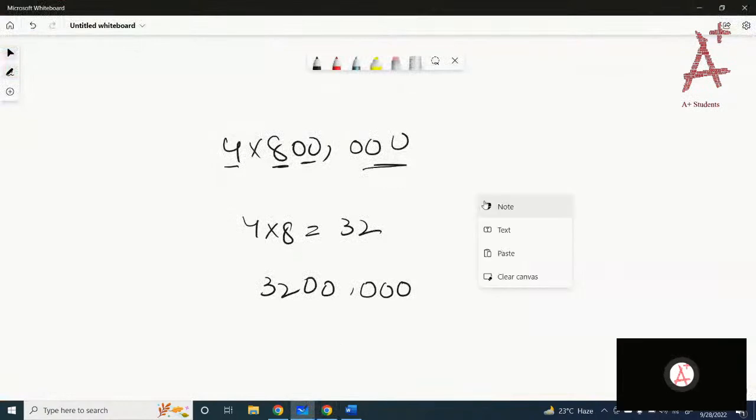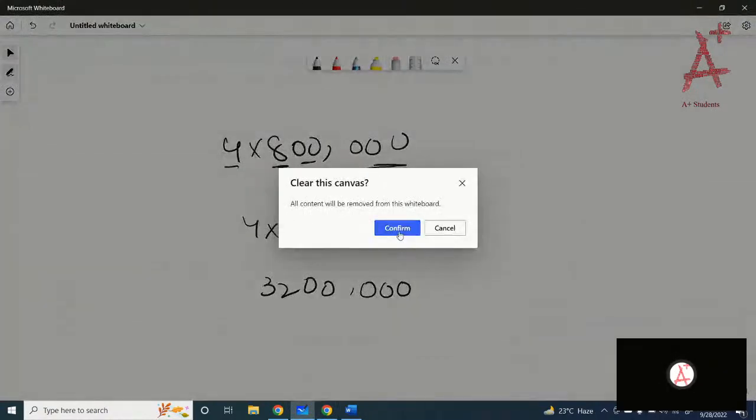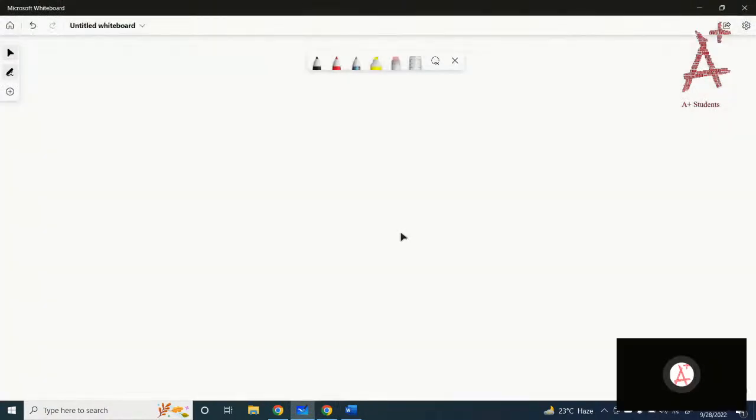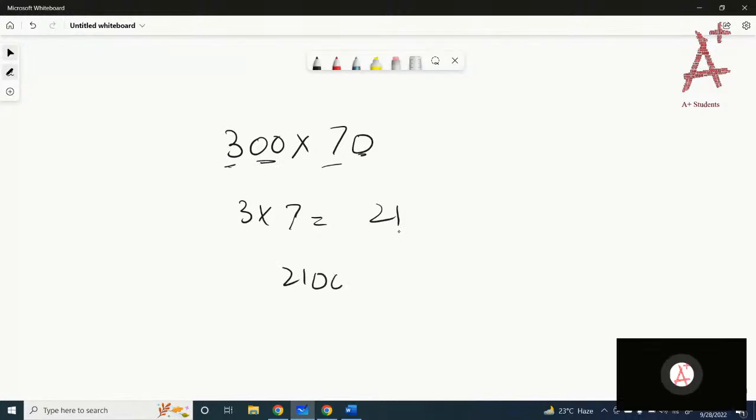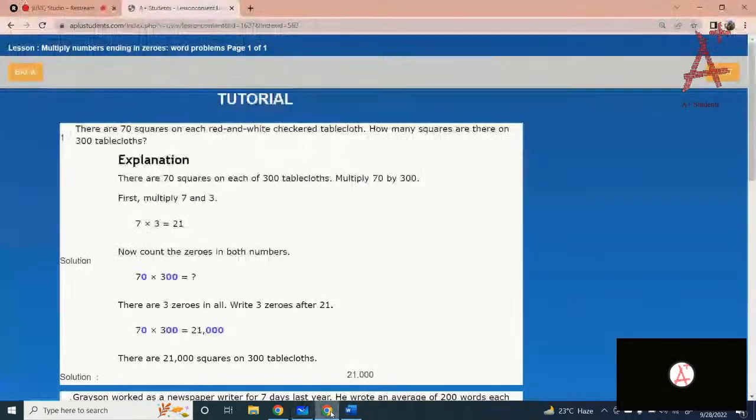But you know that when you are multiplying with zeros, what you have to do? So you have to do 300 times 70. Just multiply both the digits 3 and 7. So 3 times 7 is 21, and you have two zeros and one. That means the answer must have three zeros. So the total checkered squares are 21,000. Got it?